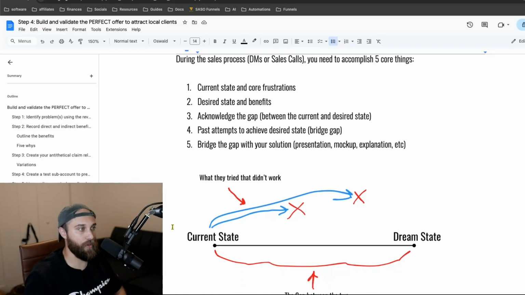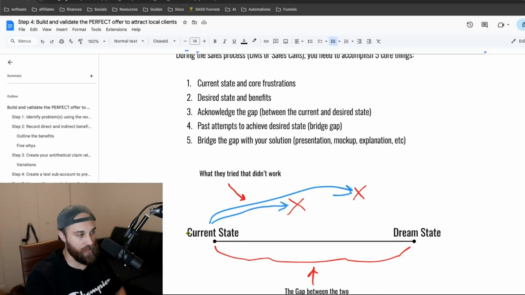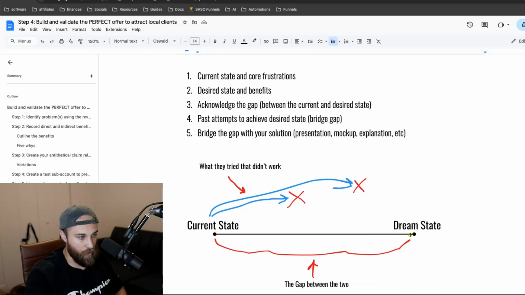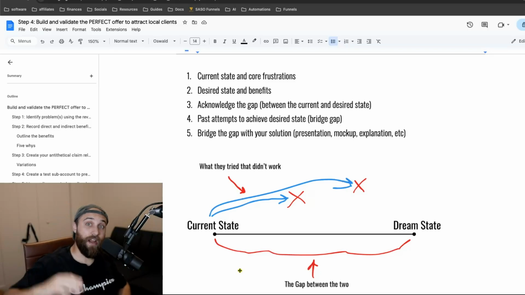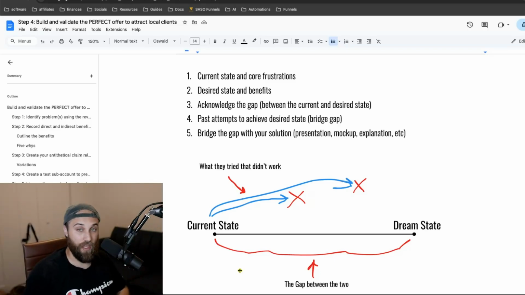You want to understand their current state and core frustrations, right? You want to understand where they're trying to go. So you understand this is where you are, this is where you want to go. Next, you want to understand this is the gap between the two. So you're at 5K a month, you want to be at 10K a month. You're at 15K a month, you want to be at 50K a month. You are not profitable, you want to be profitable. Whatever that gap is, then, and this is where people mess up, they'll jump and say, my solution does that, I can do that, I can do that.